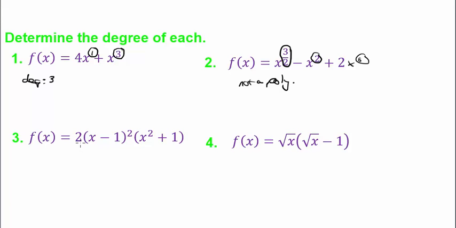It's not written in general form because it hasn't been distributed or FOILed. So you could FOIL this all out, right? X minus 1 times x minus 1, FOIL that out, then multiply by x squared plus 1, and then multiply by 2. That's a bit of a process, but you can do that, and by doing that, you'll get the right answer. Or we can just think our way through this problem, which is what I tend to do.